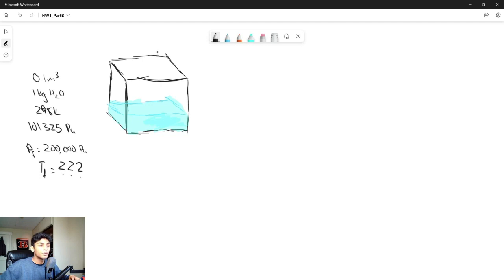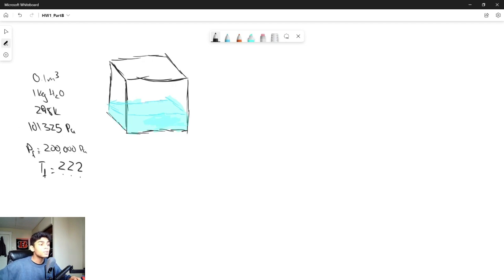As you can see, I've drawn a diagram of a container with water in it. The container is 0.1 meters cubed in volume. We have 1 kilogram of water occupying the space. And the system is at 298 Kelvin, 101,325 pascals, which is standard conditions.